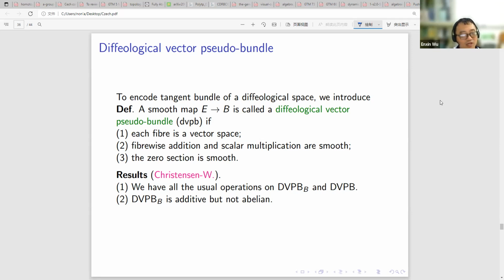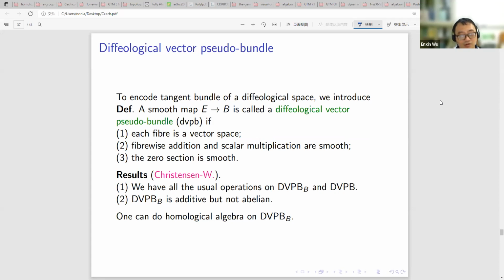Okay, and moreover, this category, if you have the common base, you can also check it's additive but not abelian. So in particular, if you take B equal to a point, you just get back the previous diffeological vector space theory, right? So what's good is you can also ask the same question as we did for diffeological vector pseudo bundles over a fixed base space. We already know if B is a point, not every short exact sequence splits. Of course, the same phenomena happen there. So in particular, you can also take projective objects there. Now some magic comes.